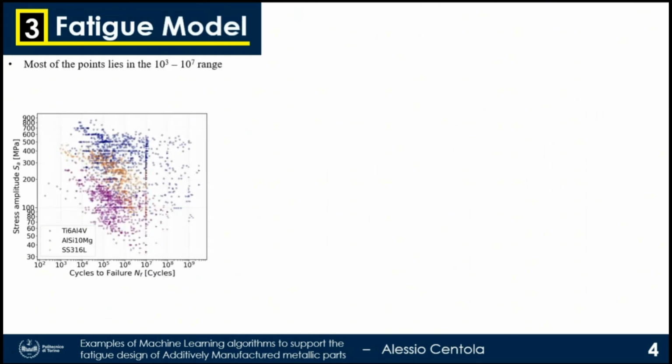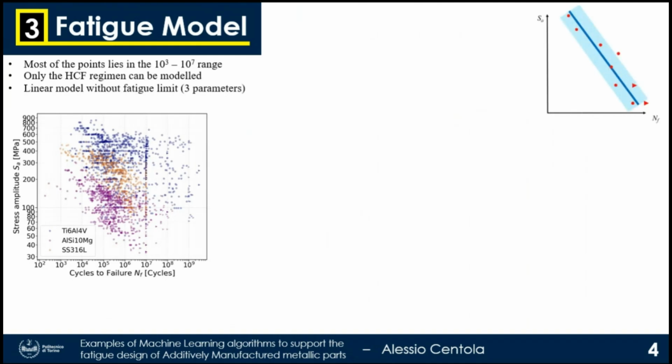So as I've shown before, most of the points lie in the 10 to the third, 10 to the 7 range. So we can reliably model only the high-cycle fatigue regime. And to do so, we employ a linear model without a fatigue limit, which has 3 parameters. And of course, we could also model the very high-cycle fatigue regime, but this depends on the available data.